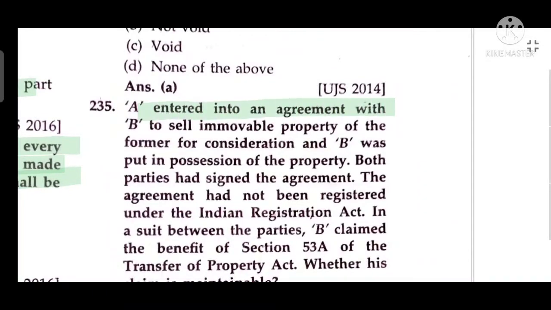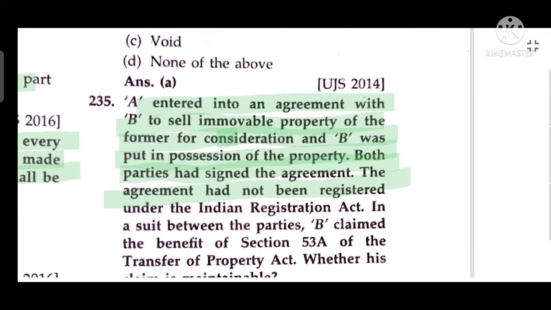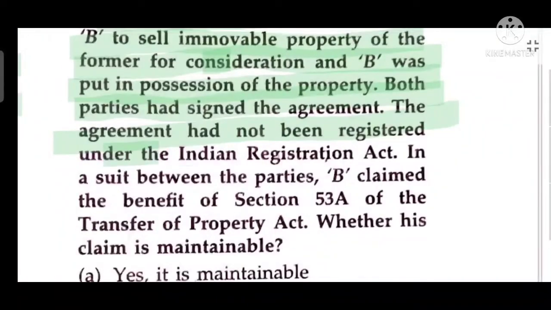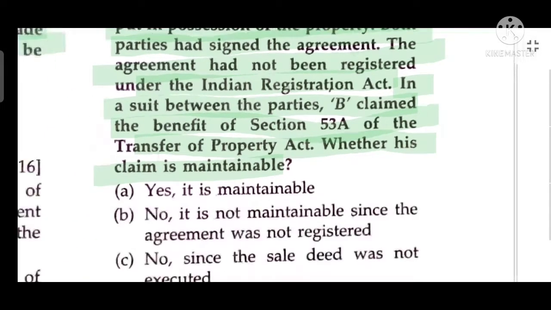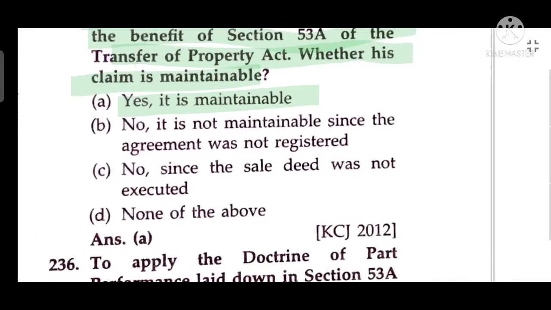A enters into an agreement with B to sell immovable property of the former for consideration, and B was not in possession of the property. Both parties had signed the agreement. The agreement had not been registered under the Indian Registration Act. In a suit between the parties, B claimed the benefit of Section 53A of the Transfer of Property Act. Whether the claim is maintainable? Yes, it is maintainable.